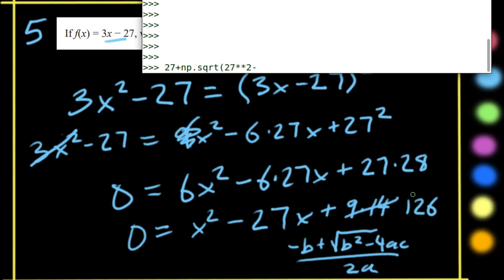Minus 4ac, so 4a is 1, I don't need that, and then c is 126, so 4 times 126. And then I'm going to divide that whole thing, don't forget the parentheses here, by 2a. So 2 times a is just 1, so actually I just divide by 2, I guess. And we hit enter, and we get 21, so that was the answer to that one.